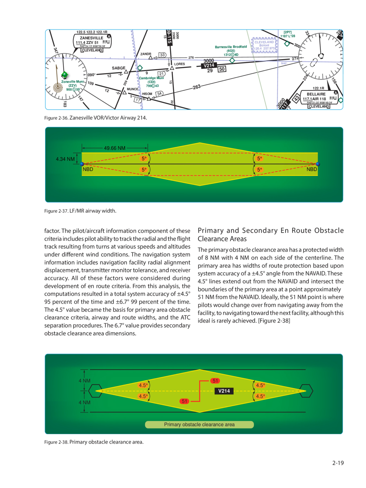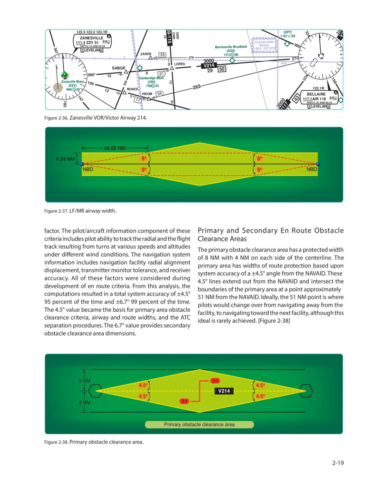From this analysis, the computations resulted in a total system accuracy of plus or minus 4.5 degrees 95% of the time and plus or minus 6.7 degrees 99% of the time. The 4.5 degrees value became the basis for primary area obstacle clearance criteria, airway and route widths, and the ATC separation procedures. The 6.7 degrees value provides secondary obstacle clearance area dimensions.